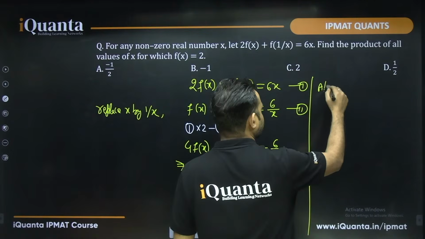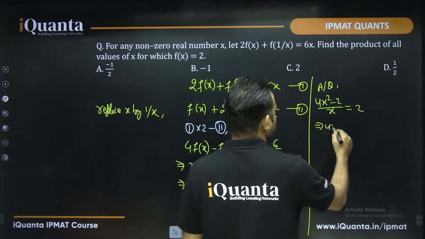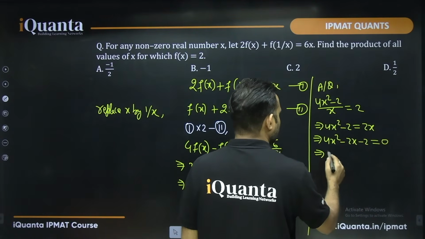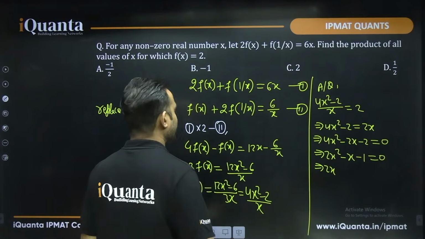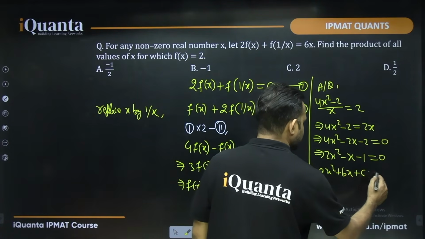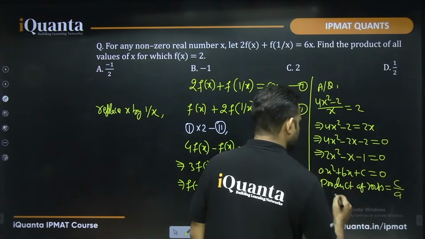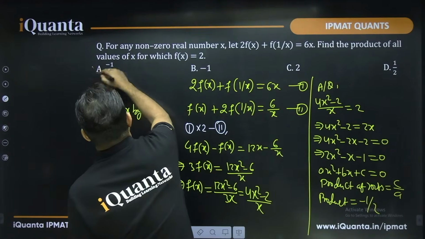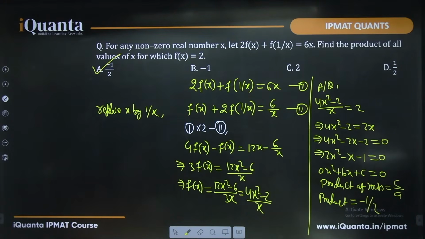Now, according to question, 4x square minus 2 upon x should be 2, or 4x square minus 2 should be 2x, or 4x square minus 2x minus 2 should be 0, or 2x square minus x minus 1 should be 0. What is the question? Find the product of all the values of x. Product, we need to find the product, right? So ax square plus bx plus c is equal to 0. Product of roots is equal to c by a. So in this question, product will be minus 1 by 2. We don't need to find the roots, guys. We don't need to solve it. As we need to find the product, we can do that without even finding the roots.